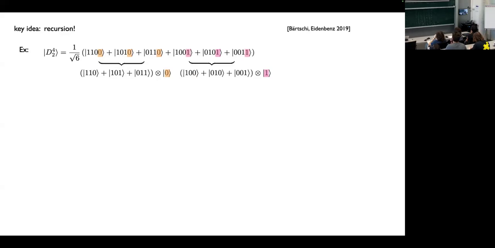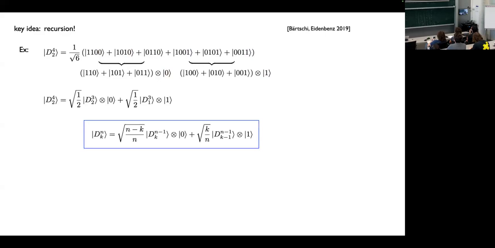And now these three guys all end in 1. I can factor it out. And what's left is again a Dicke state, but with 1 less 1. So if you mind the normalization, the coefficients, you see that this guy is a D32 and this guy here is a D31. And this is true in general, not just for this example.